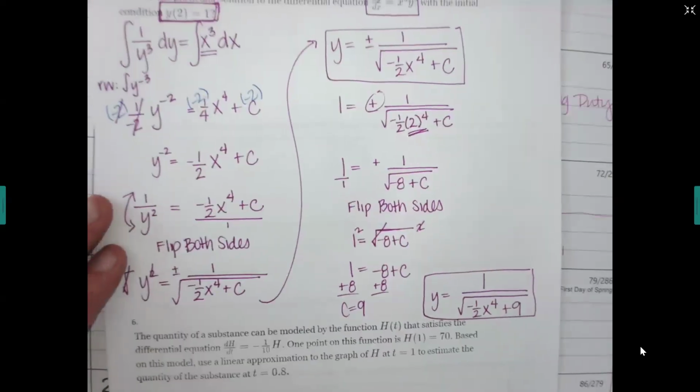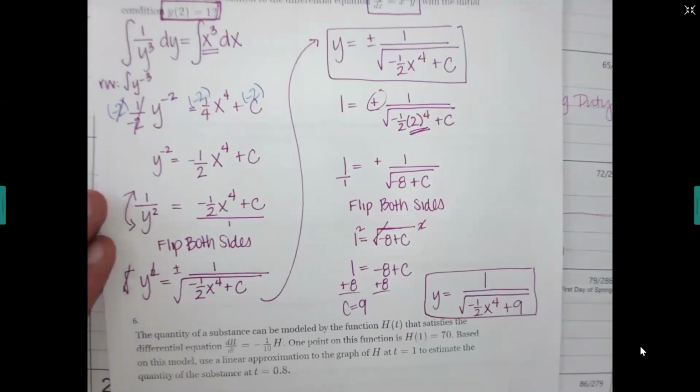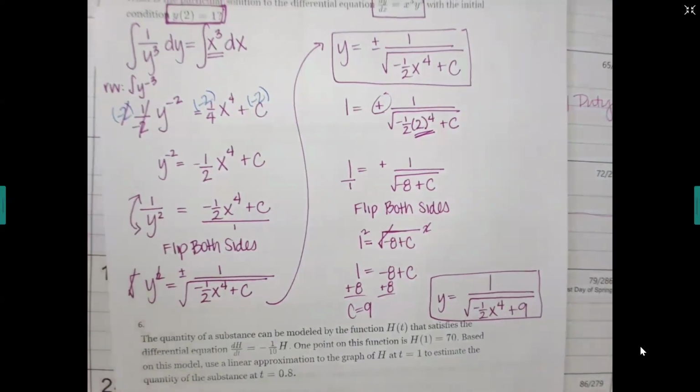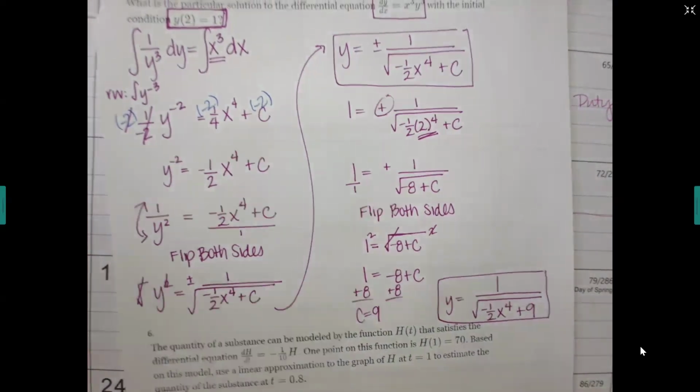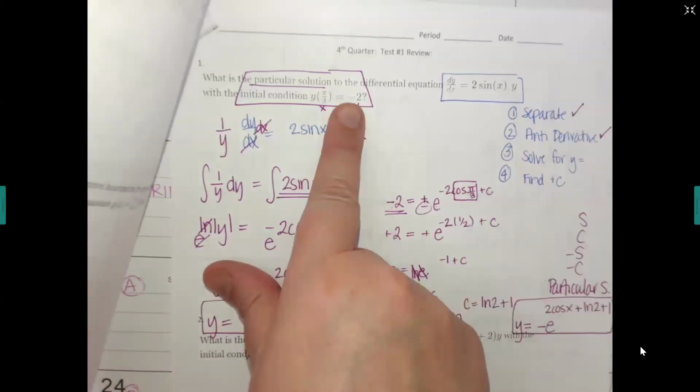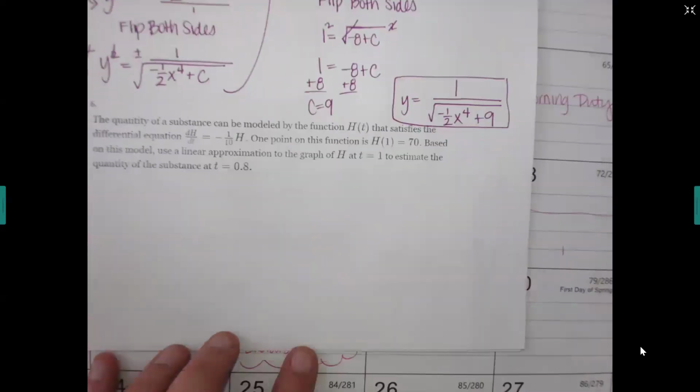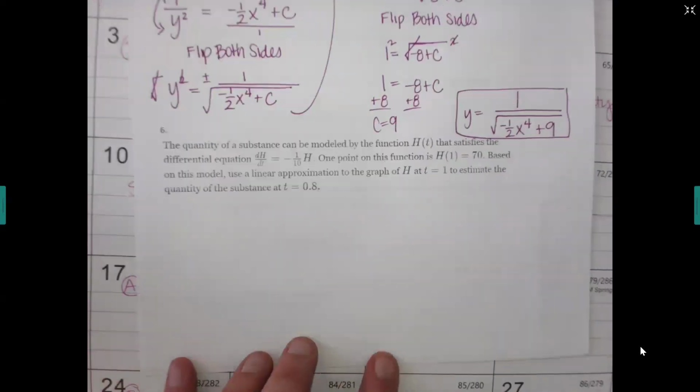All right, any questions on how to do those? Yes. How do you choose between the plus and the minus? You choose based on the point that they gave you. So if they give you a Y value that's positive, you need your answer to be positive as well. Versus if you look at the first example, they gave me a Y value that was negative. So that let me know that I need to choose the negative. Okay. All right. Let's go down to the next question.